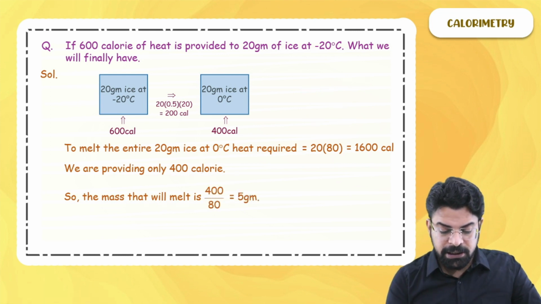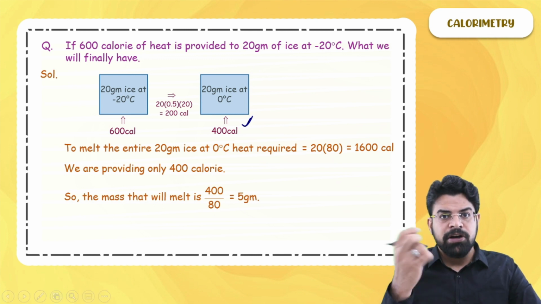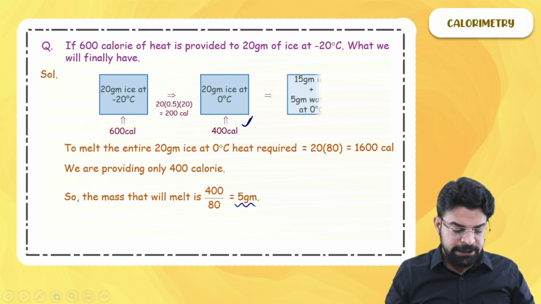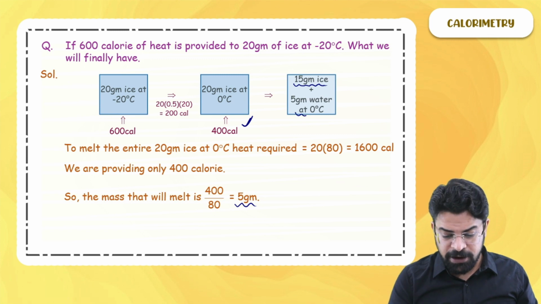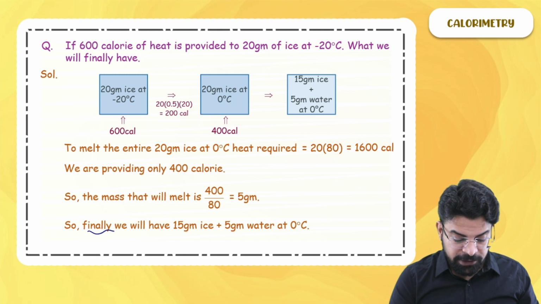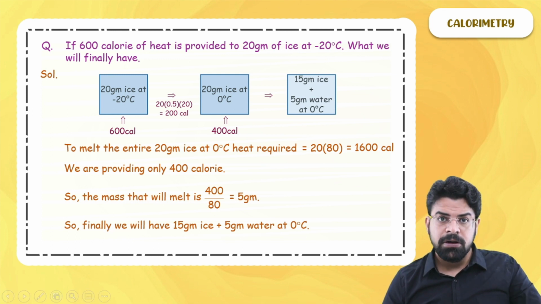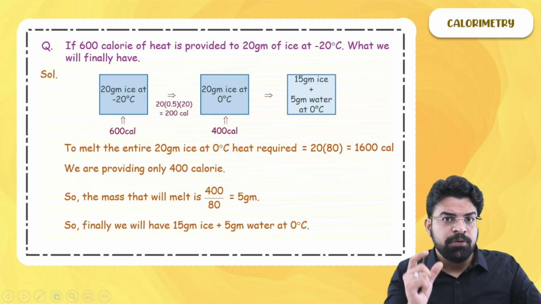So using this heat of 400 calorie, 5 gram of ice will convert into water and the remaining 15 gram will remain as ice. So you will finally have 15 gram of ice and 5 gram of water at 0 degree centigrade. So now we will talk about mixing with phase change.